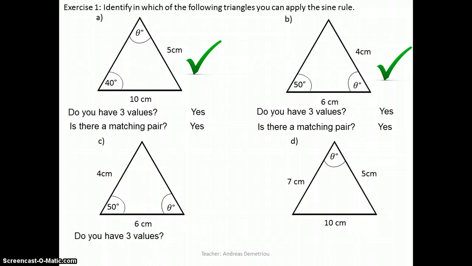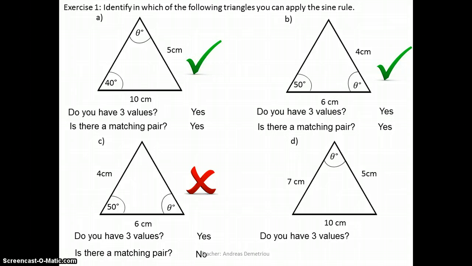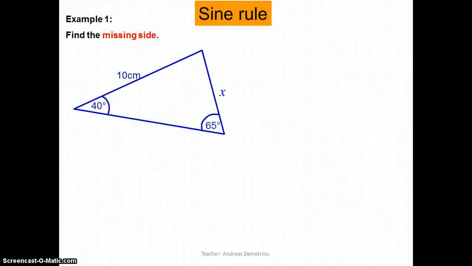In this example, you have three values, but you don't have a matching pair. Therefore, you cannot use the sine rule, and this is one case where you use the cosine rule. In the third exercise, the last one, again you have three values, but again you don't have a matching pair. Therefore, again you cannot use the sine rule, and these will be the two cases that we'll be looking at in the cosine rule.